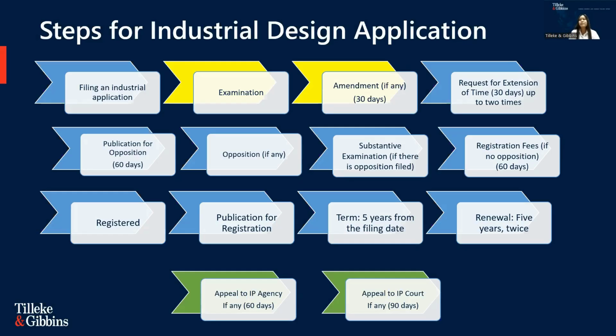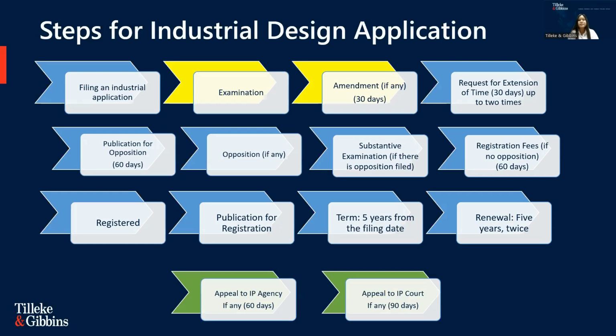If everything is completed, the application will proceed to the publication stage. The publication period is 60 days from the date of publication, and those 60 days include all public holidays and weekends, and it cannot be extended. If there is no opposition during that 60-day period, the IB department will issue a notification requesting the applicant to pay the registration fees.